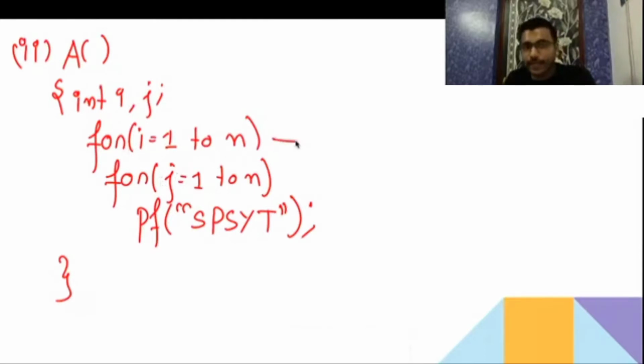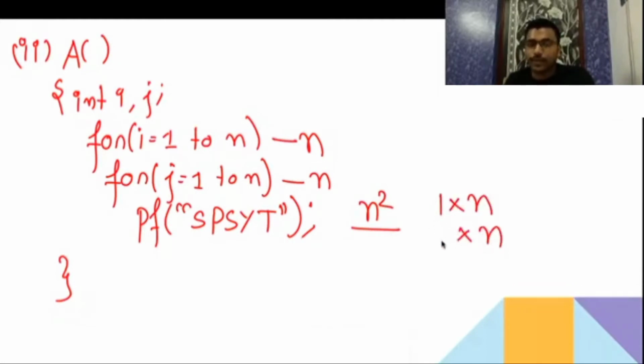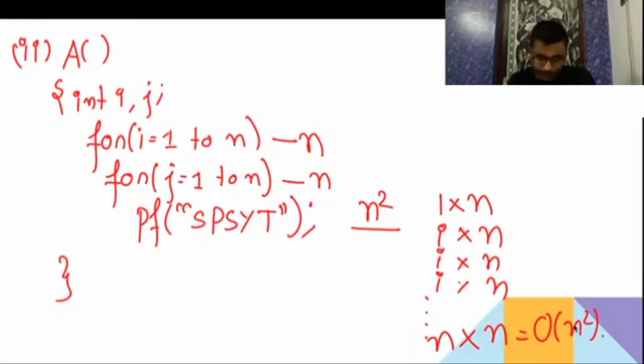This is going to run for n times. Now for one i it is going to run for n times, for another i it is going to run for n times, and for another i it is going to run for n times. So it's like n square. It is going to be n times, so n into n number of times, that is going to be big O of n square. Yeah, correct.